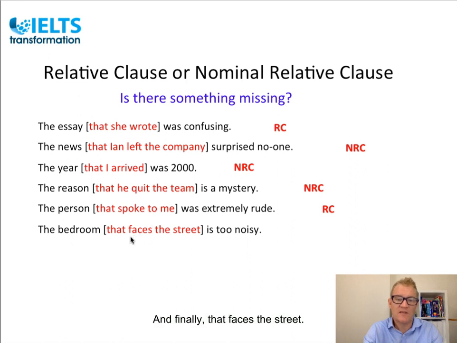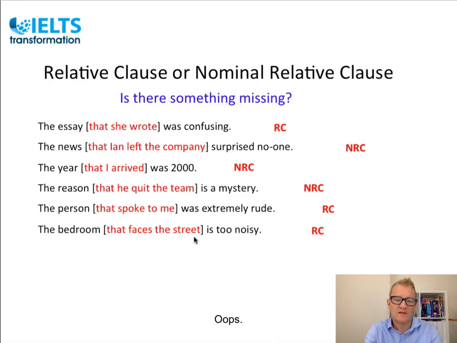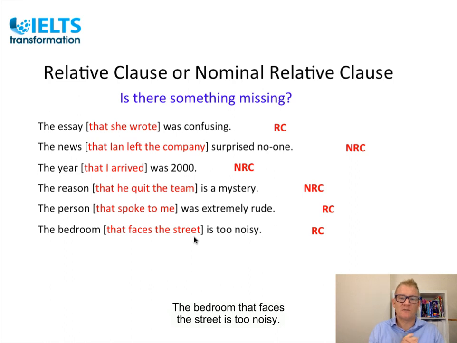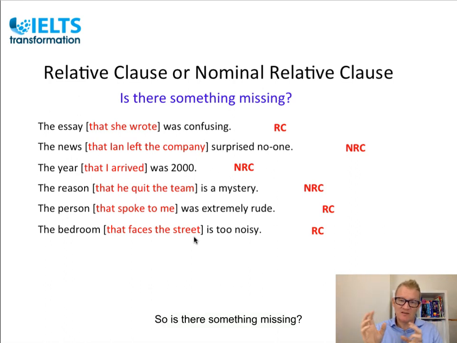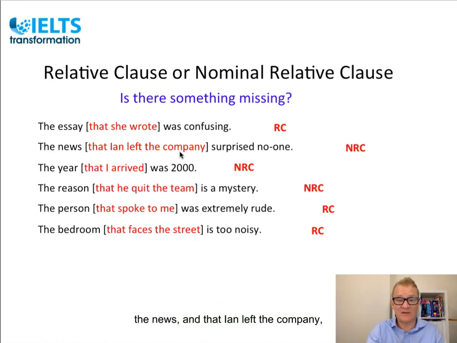And finally, that faces the street. What faces the street? Something missing. So here there's a subject missing. The bedroom that faces the street is too noisy. So is there something missing? It could be the object is missing or the subject. In other words, the antecedent. But in a nominal relative clause, the antecedent, the news, and that Ian left the company, these are the same thing. This is a noun and this is a noun.